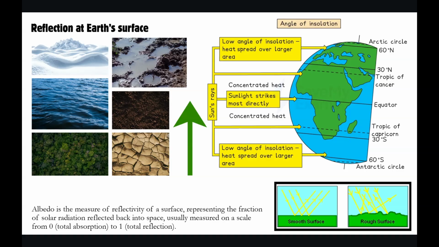We are talking in terms of stagnant water, and we are looking at the visible spectrum. Okay, now, so albedo is a measure of reflectivity of a surface representing the fraction of solar radiation reflected back into space, usually measured on a scale from 0, that is total absorption, to 1, that is total reflection. This is to do with albedo.